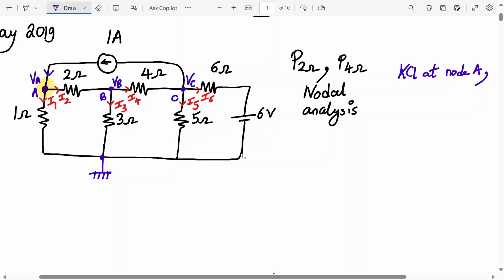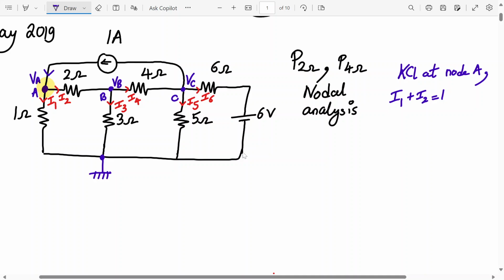Incoming current is 1 ampere. Yes, and I1 and I2 are outgoing, right? Yeah, so what do we write over here? I1 plus I2 is equal to 1. Is that correct? Incoming current is equal to outgoing current?